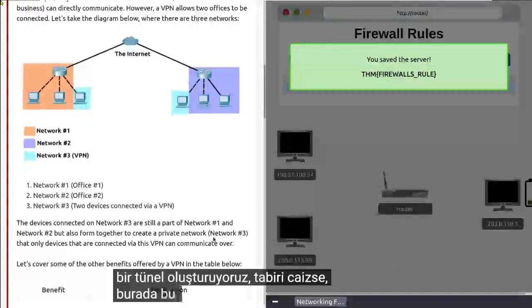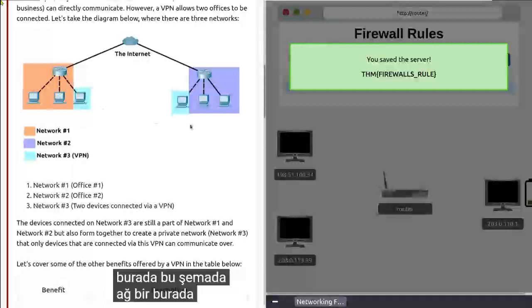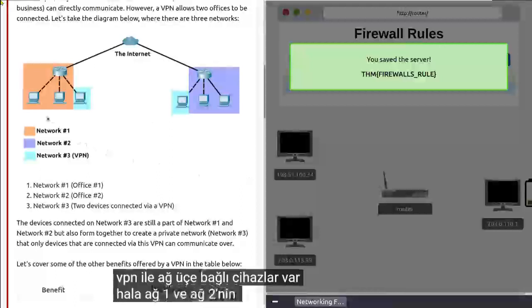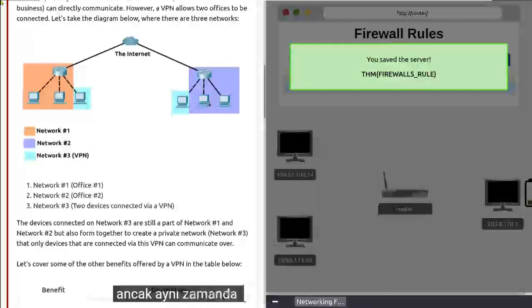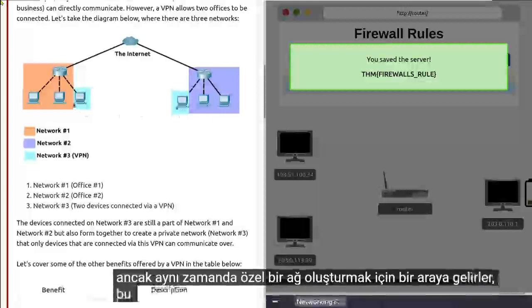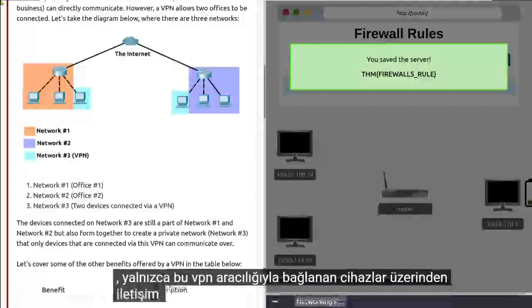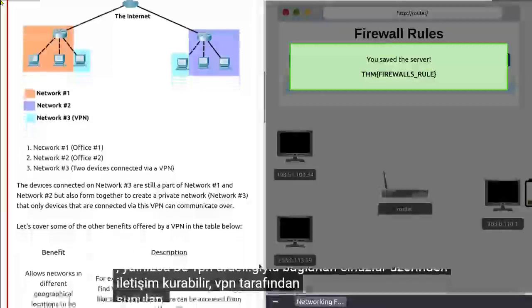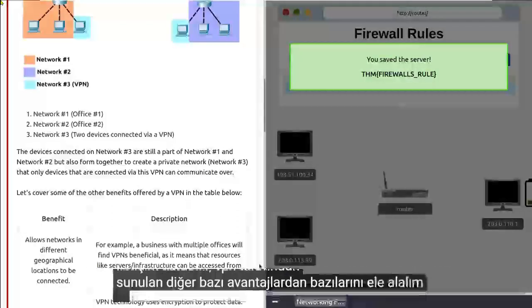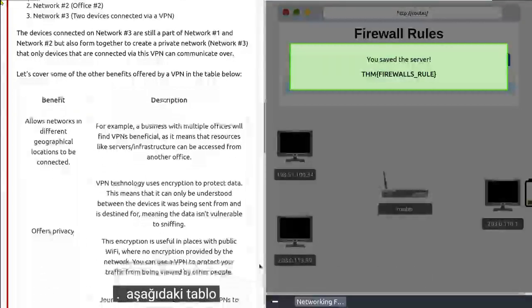So here in this diagram, we have network 1 here, network 2 here, and then we have network 3 with a VPN. The devices connected on network 3 are still part of network 1 and network 2, but also form together to create a private network. So these are on their own network that only devices that are connected via this VPN can communicate over. Let's cover some of the other benefits offered by a VPN in the table below.